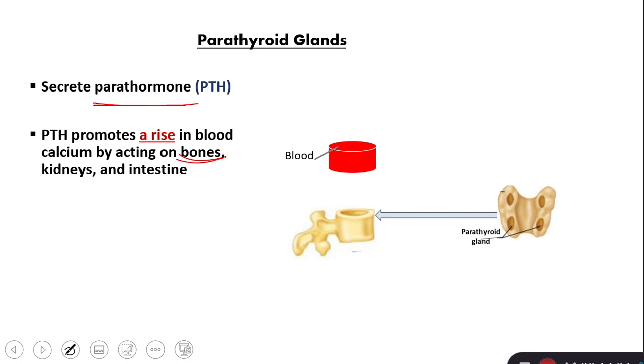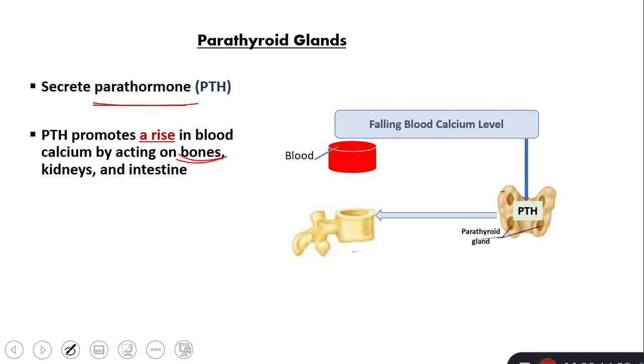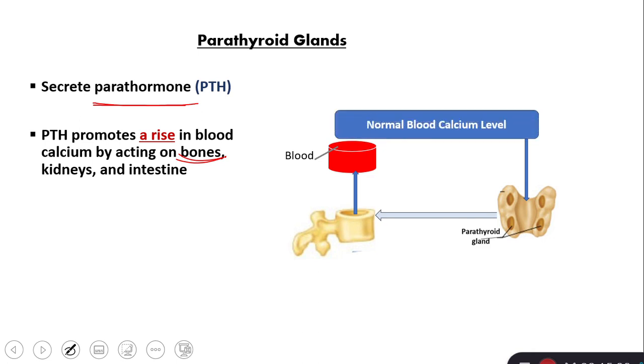So what happens when there is low level of calcium in the blood? The parathyroid glands, they are 4, release the PTH, parathormone hormone. This one stimulates the release of calcium from the bone into the circulation. And now calcium moves from the bone to the circulation so that the blood level of calcium goes up to normal.